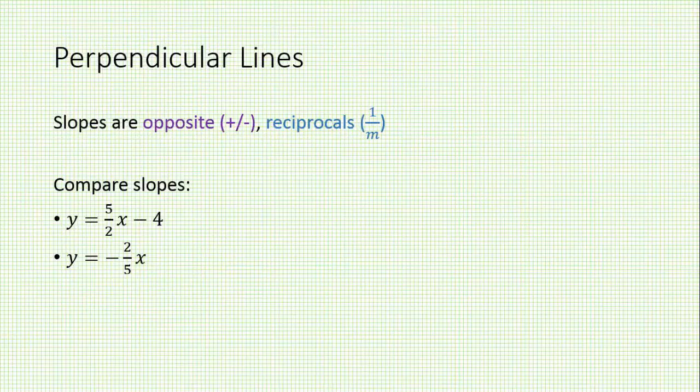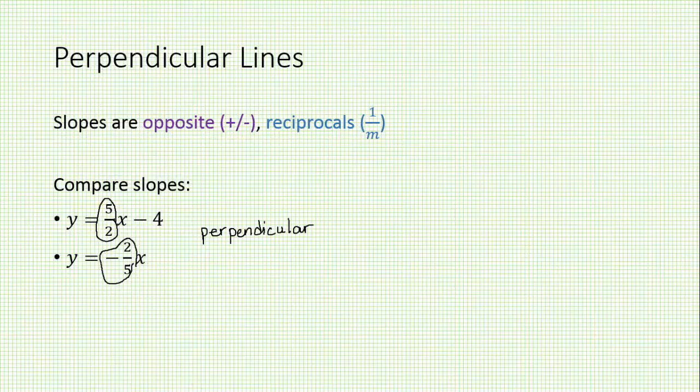Well, what about perpendicular lines? This is a little more complicated. The slopes need to be two things, opposites and also reciprocals. Both of those have to be true for them to be perpendicular. So let's look at this example. In the first one, the slope is 5/2. In the second one, it's negative 2/5. The negative makes them opposites, and the 2/5 looks like it's upside down from the 5/2, right? That's reciprocals. So these are opposite reciprocals. That means they're perpendicular. And perpendicular has a symbol too.